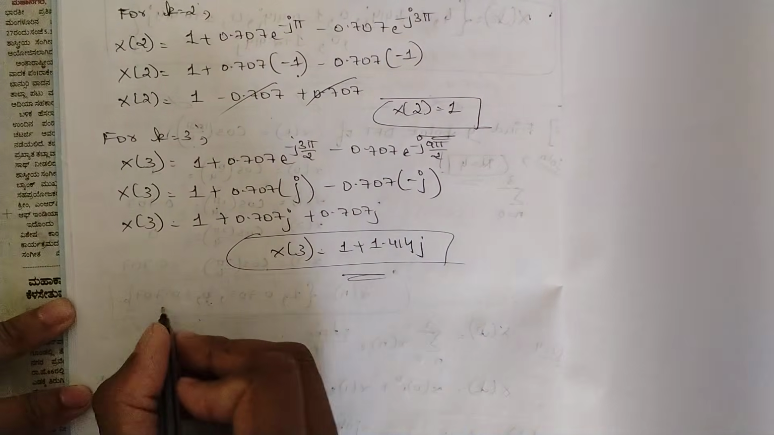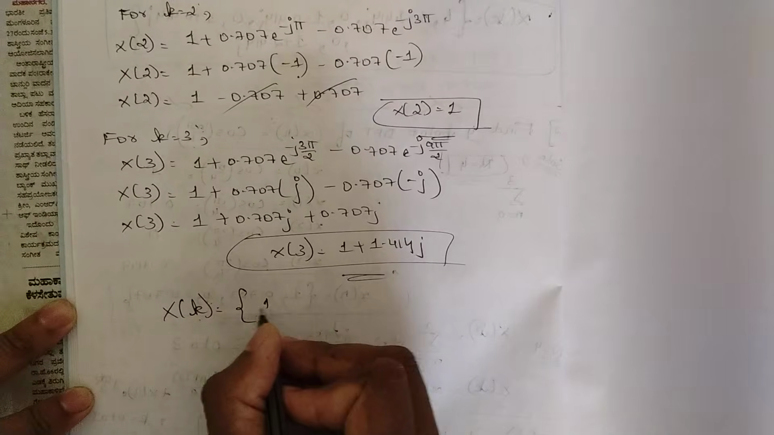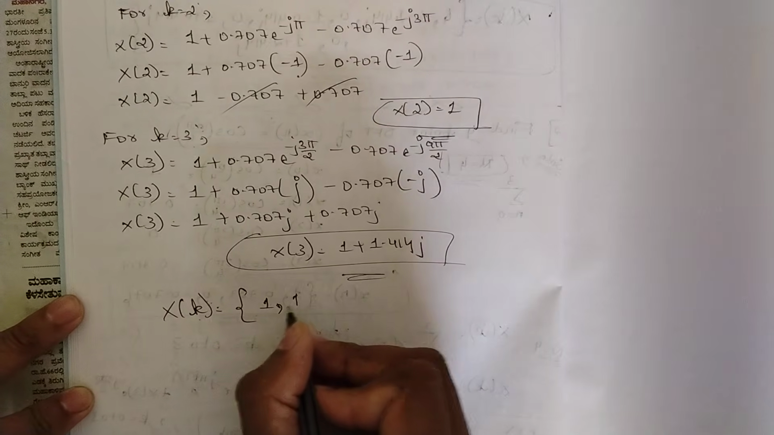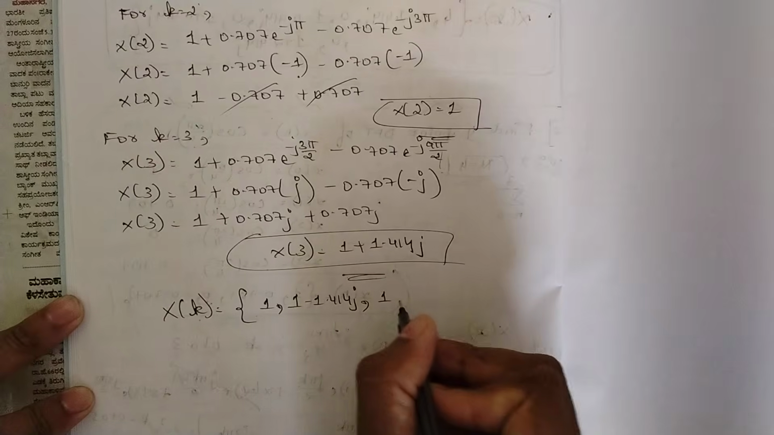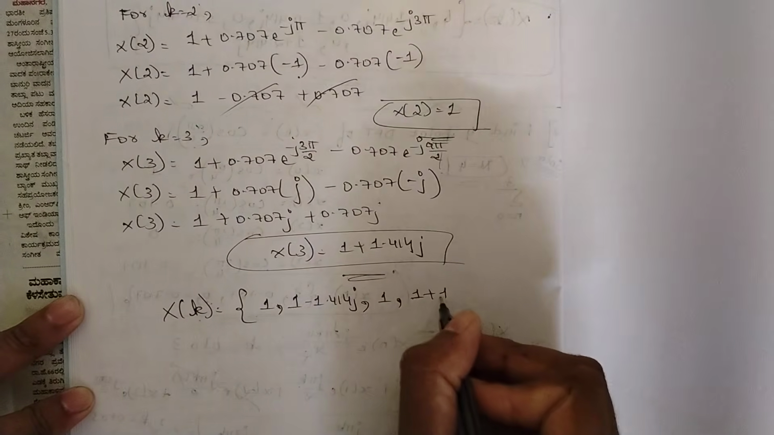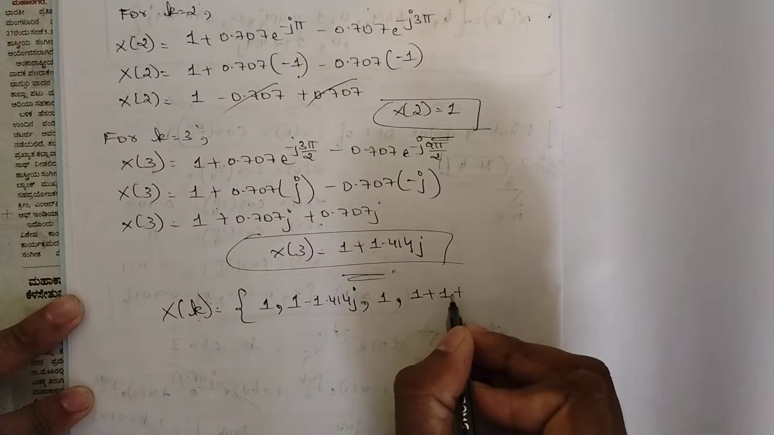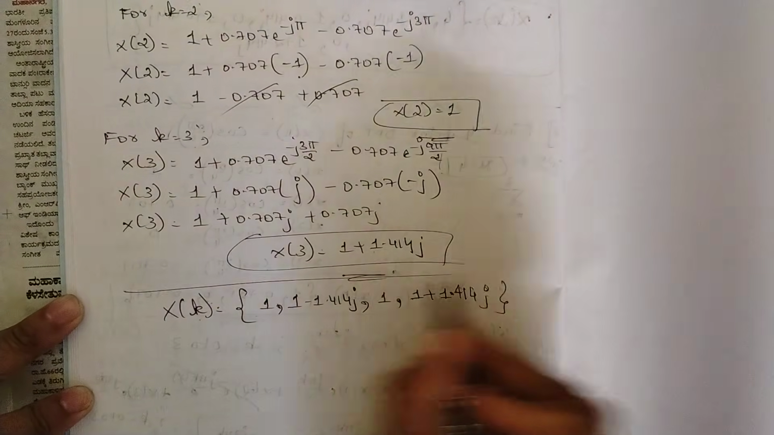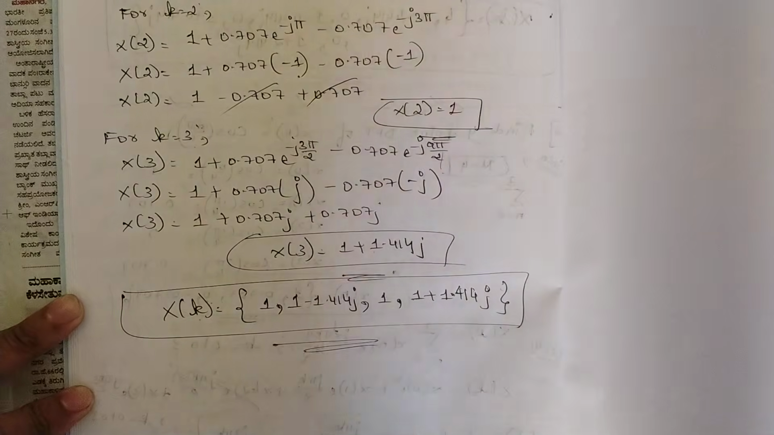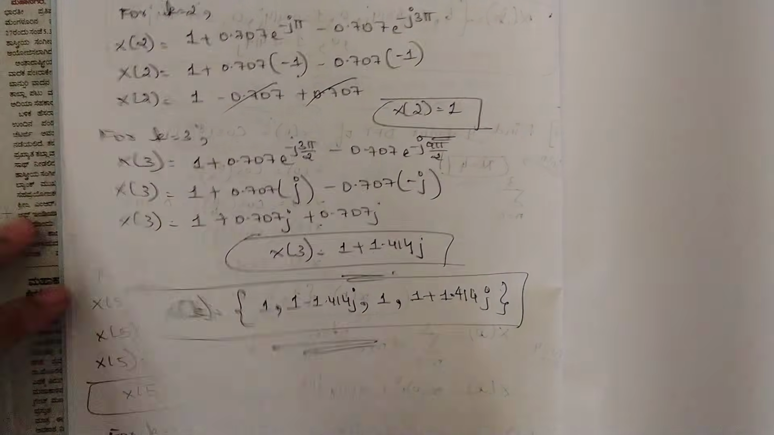Like this we have found the values of x of 0, x of 1, x of 2 and x of 3. So finally write the set of x of k, that is first value is 1, next value is 1 minus 1.414 j, third value is again 1, fourth value is 1 plus 1.414 j.